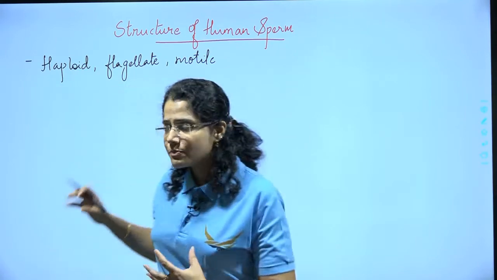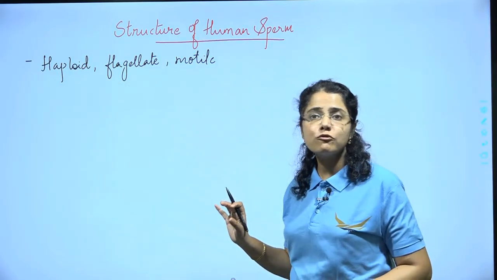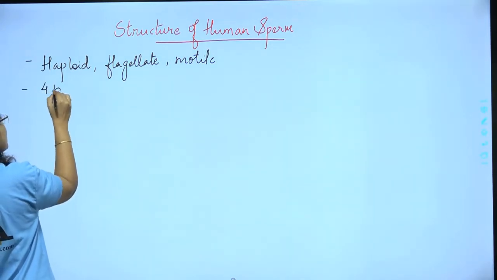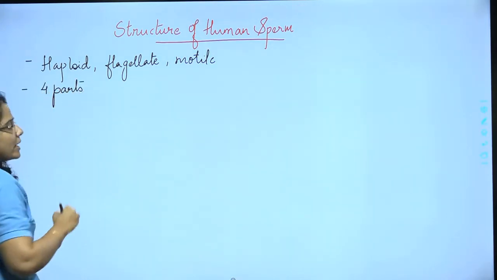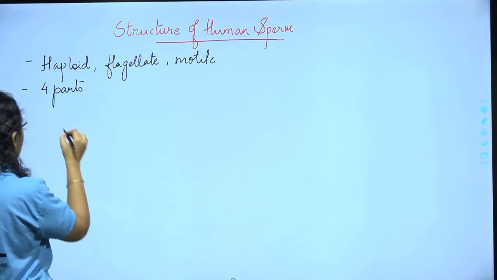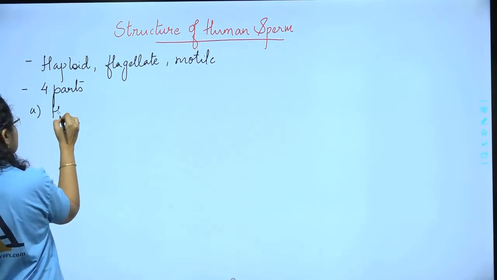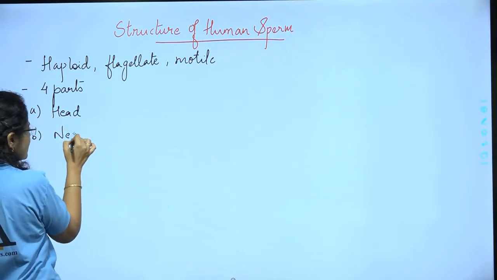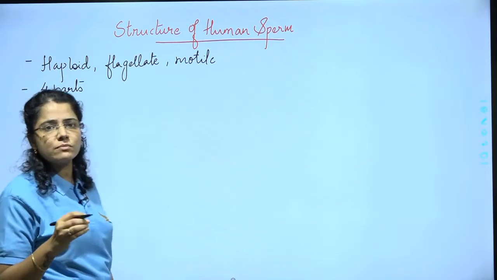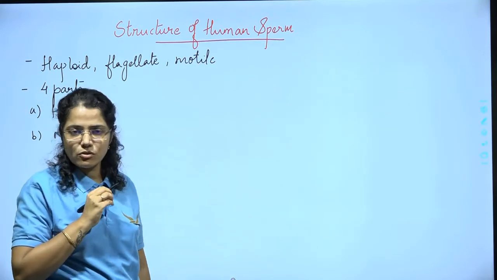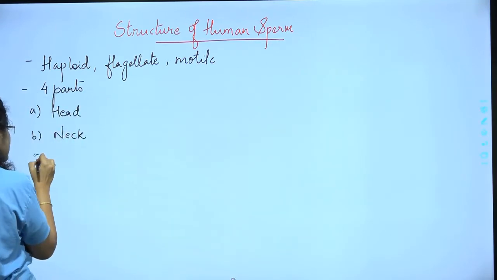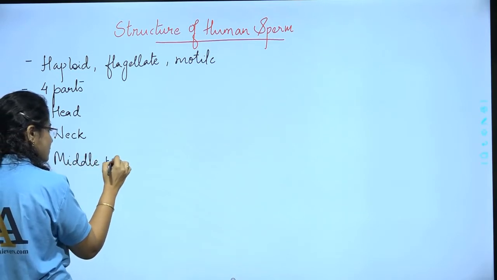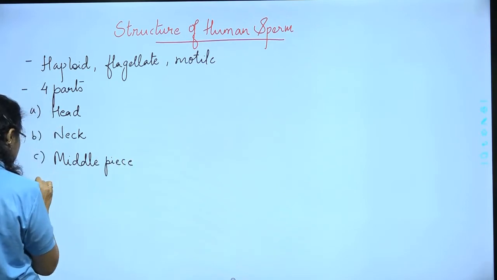So the sperm is actually made up of 4 parts. It has a head, then a neck. The neck is most of the time not visible because it is just slight. Then it has a middle piece, and the tail.